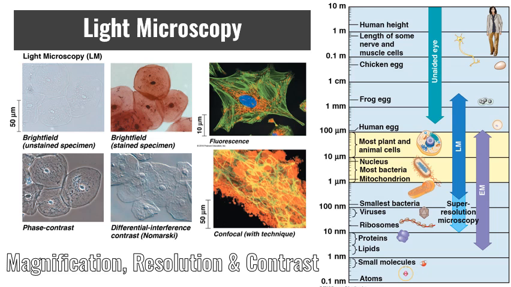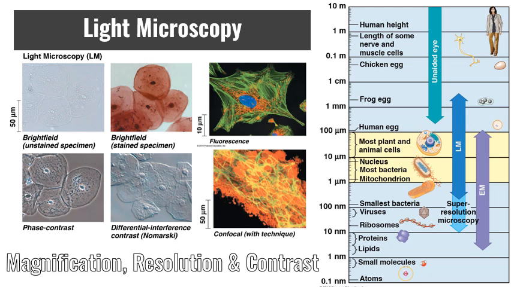Resolution is a measure of image clarity. It's the minimum distance two points can be separated and still be distinguished. Whereas contrast is looking at the differences in parts of the sample, which can be improved by using different types of staining, for example, or labeling. You can see some examples here of light microscopes with various contrasts.